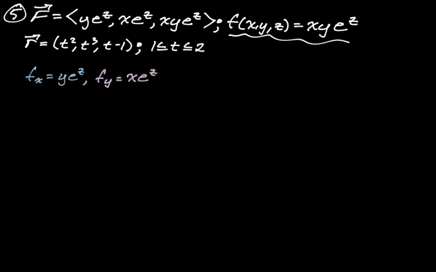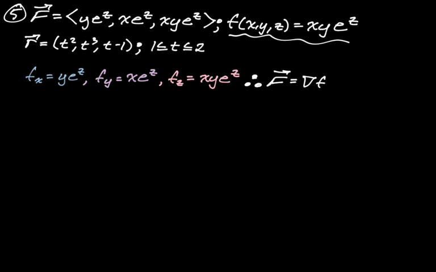And then we need partial z, which is actually x, y, e to the z. Now compare that to the vector field we were given, and you can see that it is in fact the gradient of our potential function. So we will find where we start, we'll find where we stop, and we'll use the fundamental theorem.